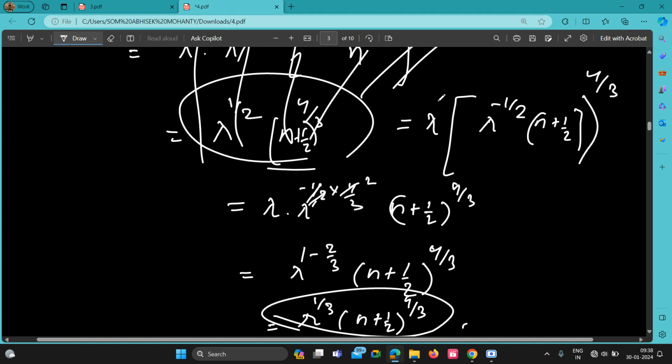I hope you understood. The WKB approximation here is an easy question, so I hope you should be able to solve this question easily.